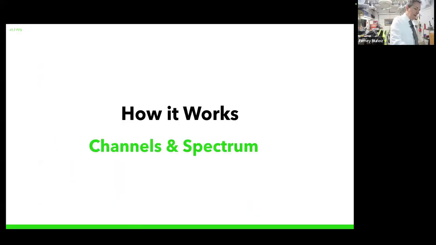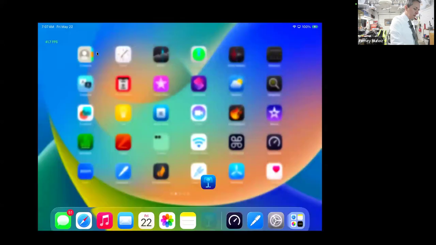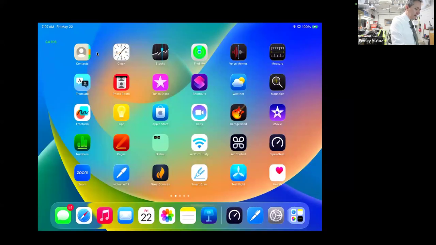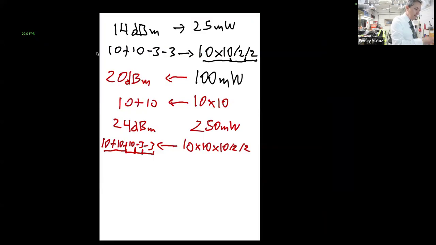So let me explain another thing, because I had people ask, why do we use dBm? If this is power levels, why don't we just use milliwatts? That should be simpler. And here's the reason why we use dBm.